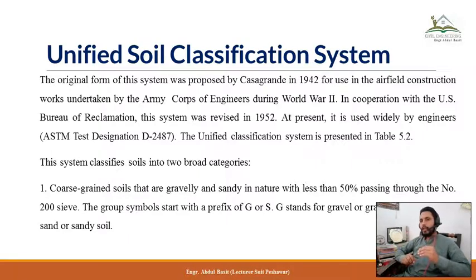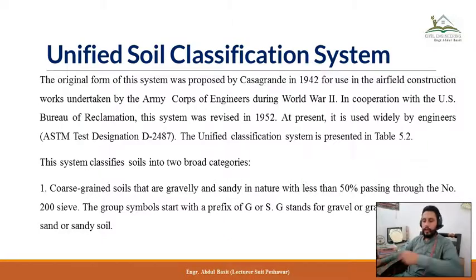Okay, in the AASHTO classification system, the boundary for the fine and coarse soil is 35% passing through sieve number 200. But in the unified classification system, that boundary is not 35. Here it is 50% passing through sieve number 200. So if the fraction passing through sieve number 200 is greater than 50%, then it will be fine soil. And if less than 50% of the fraction is passing through sieve number 200, then it will be coarse grained soil.